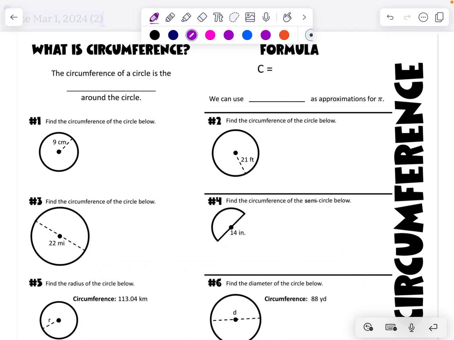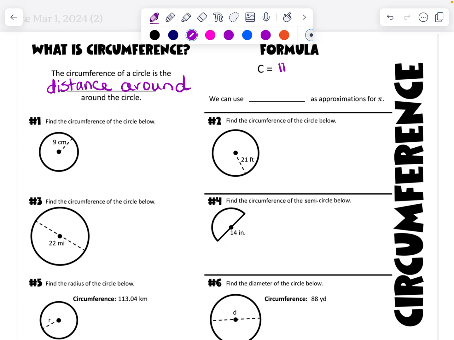Circumference of circles. So let's start with a definition of circumference. Circumference is the distance around a circle. It's like perimeter. There is a formula for the circumference of a circle.